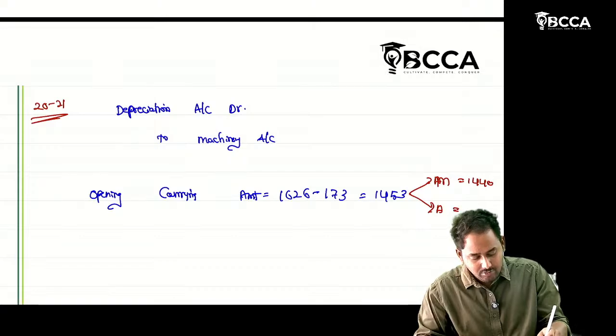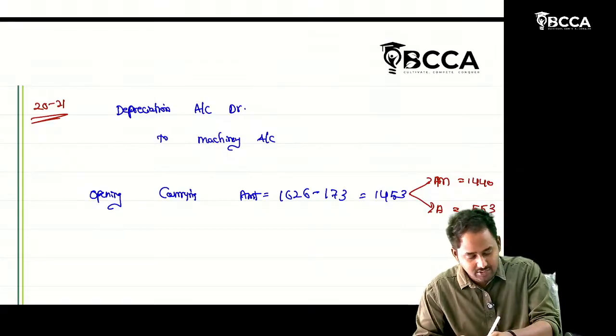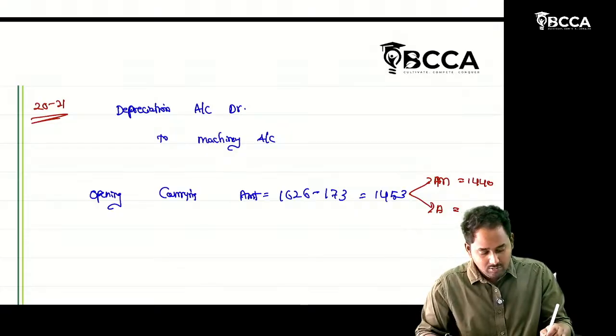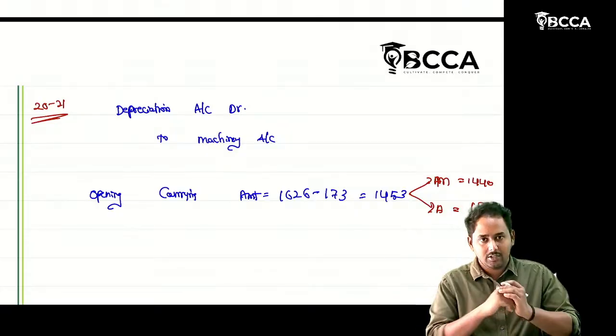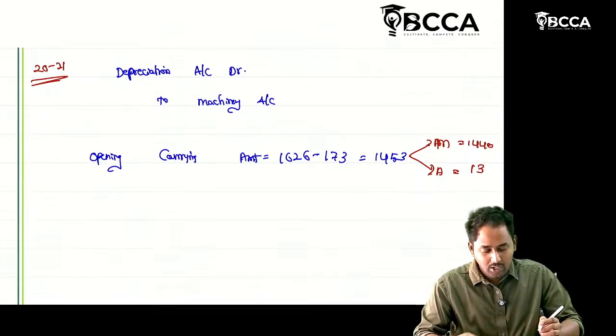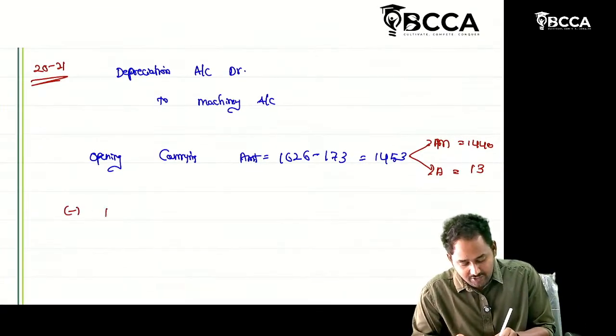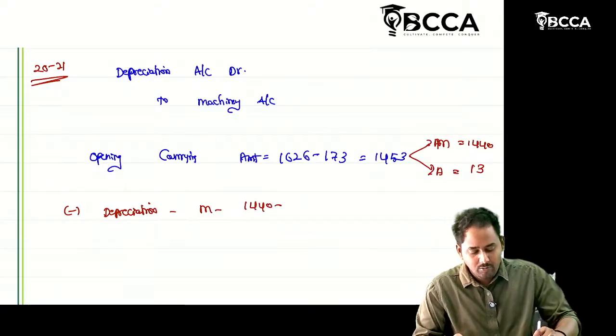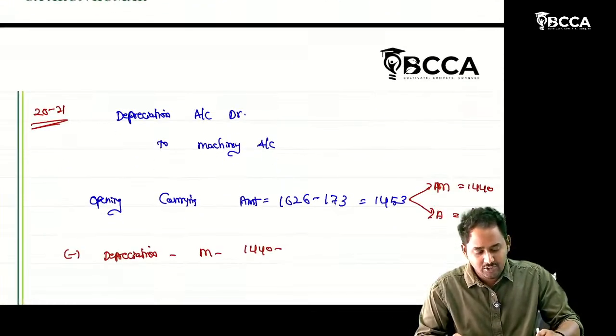1440, and 13. Okay, 13 is the additional component carrying value. So I need to provide the depreciation differently for the main component and the additional component. Depreciation for the main component, 1440. What is the residual value? The residual value is 0.